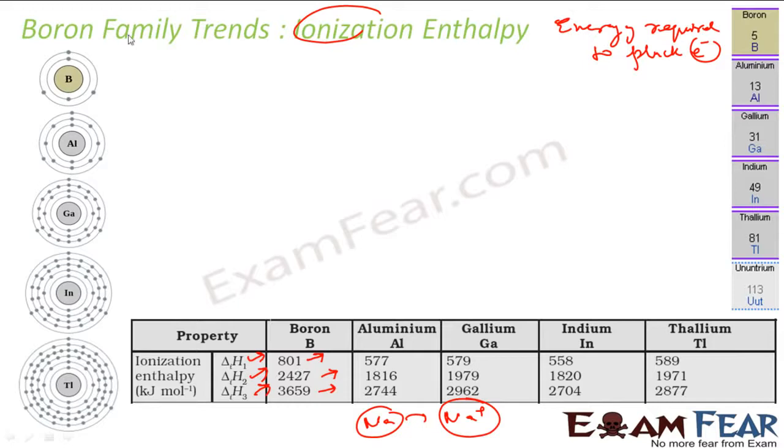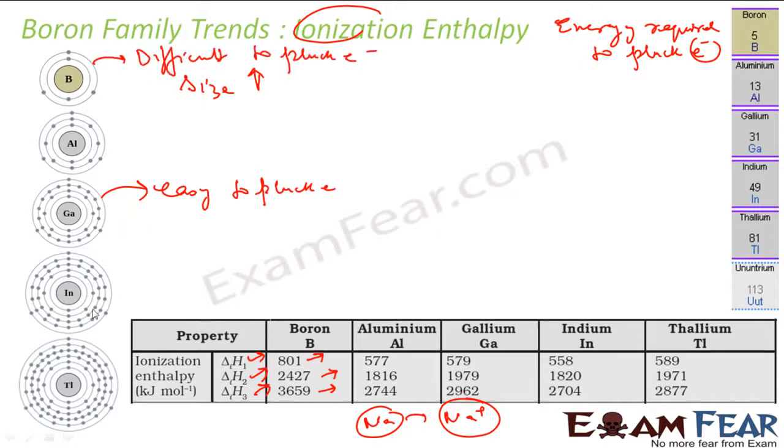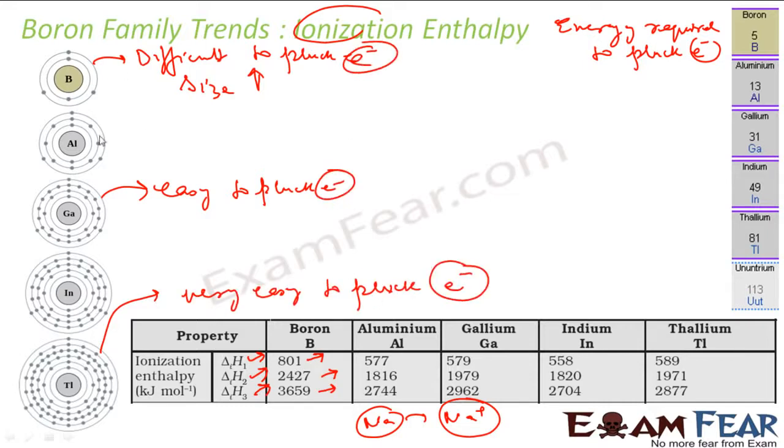Sorry, it should decrease. Why? Because the size is increasing. So it's easy to pluck one electron from here as compared to boron, right? Here it is difficult to pluck an electron, and here it is very easy. So if you go down, the ionization enthalpy is decreasing because less energy is required to pluck the electron.